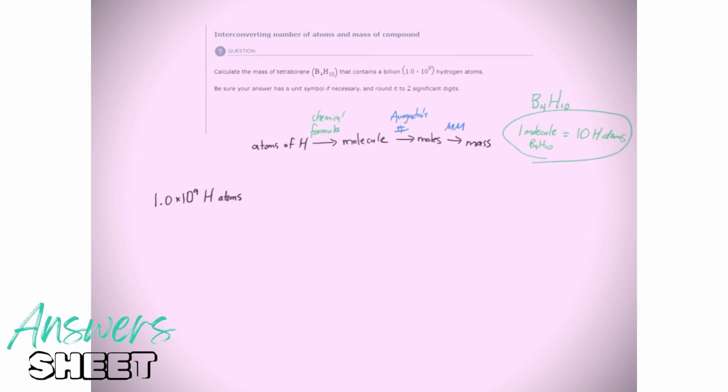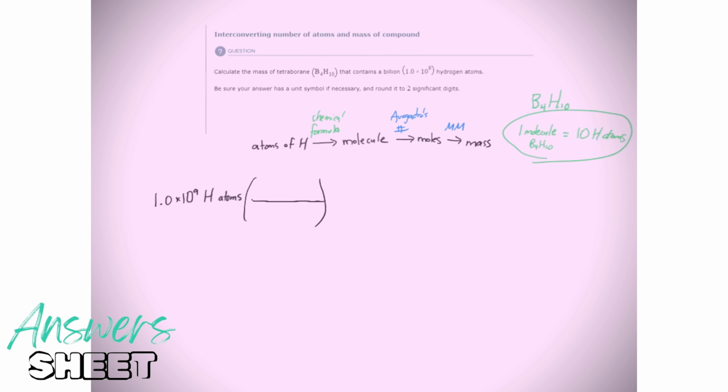Here is our conversion factor. It relates atoms of hydrogen to number of molecules. One molecule, 10 hydrogen atoms. And then when we get to molecules of this substance, we can use Avogadro's number to get us to moles of the substance, and then we can use molar mass to get us to a mass. So let's do the problem.